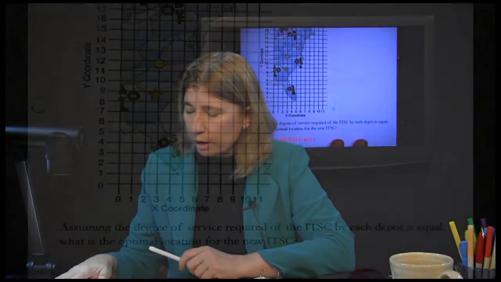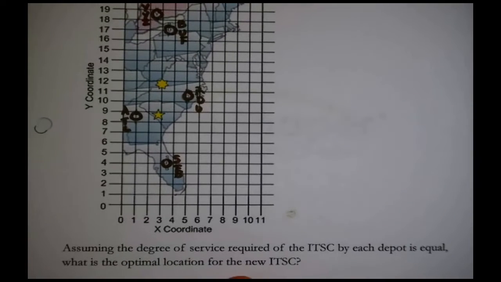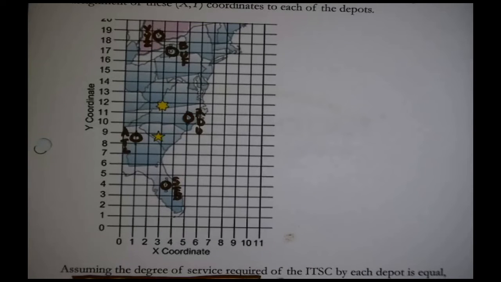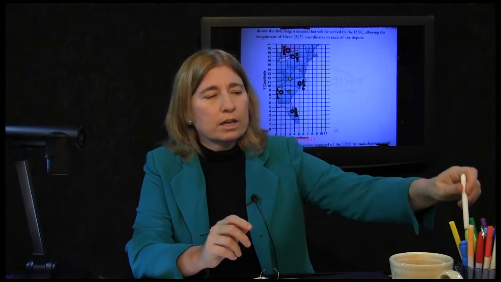Now, see at the bottom, assuming the degree of service required of the ITSC by each depot is equal, what would be the optimal location, the absolute perfect location for the new ITSC? Now, this was an important statement right here. Because what that statement is saying is that once they locate the ITSC, the degree of service that it provides in terms of technician trips and traffic and whatnot is the same for each of the 5 airports that it supports. Okay, and this is what we call the simple case of center of gravity.